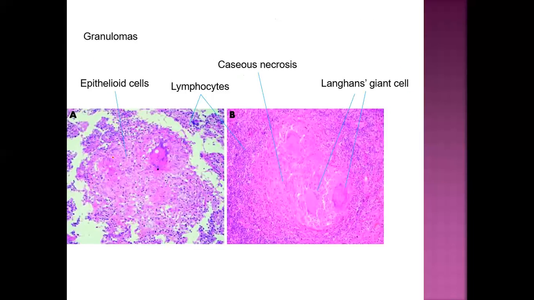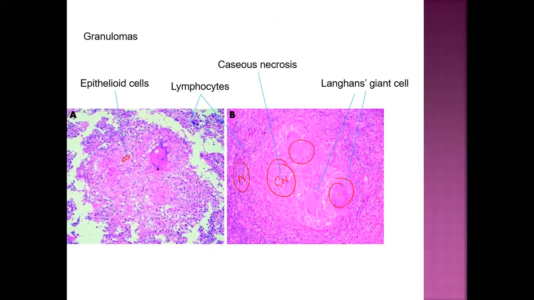Let me draw for you. Here the cell can be like this. This is an epithelioid cell, slipper-like cells, meaning the cell's appearance is like a slipper. And this is a lymphocyte, the blue dot area. In caseous necrosis, you can see this here. This is normal cell. Here it is caseous necrosis.